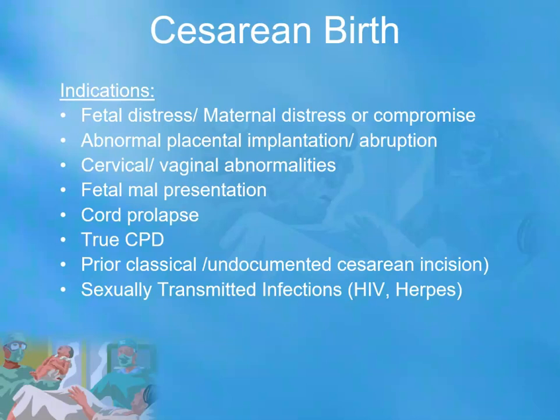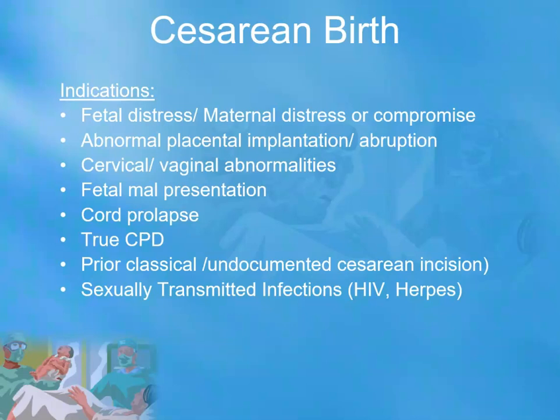Indications: why would we want to do a C-section? If mom's having fetal distress, maternal distress, or mom's systems are compromised, abnormal placental implantation or abruption, of course, that's emergent. If it's a placenta previa, cervical and vaginal abnormalities. We did have a patient that had some issues with her cervix. They thought it was cancer. They removed parts of the cervix. So she definitely was not going to have a vaginal delivery and needed to have a planned C-section.